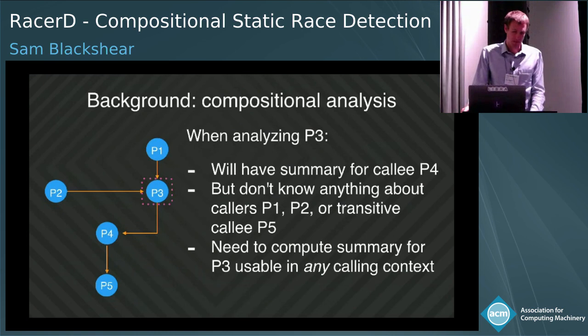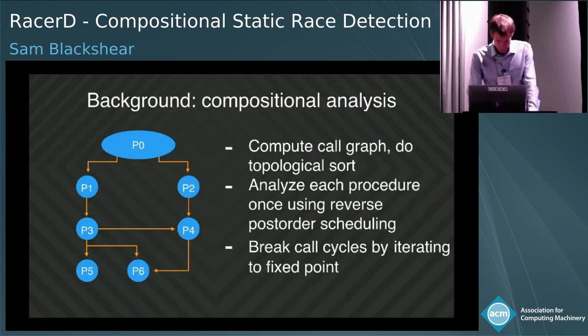So in the kind of compositional analysis we do, we're trying to compute summaries for each procedure. And when we're analyzing a procedure like P3, I can look at the summaries of its callees. Like in this case, I could look at the summary for P4. But I don't know anything about the callers. I don't know that I'm going to be called by P1 and P2 eventually. And I don't know anything about the transitive caller P5 except for whatever information is encoded in the summary for P4. And I need to compute a summary for P3 that's totally independent of the calling context. I'm not going to compute a new summary when it's called from P1 or P2. I'll compute something context independent and use it everywhere.